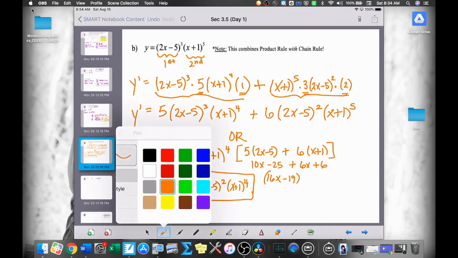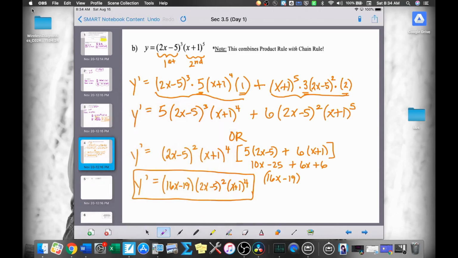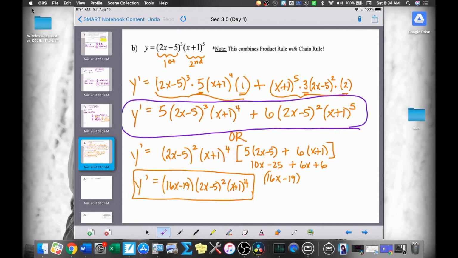However, I want you to know that in terms of quizzes and tests for this class, I am going to be satisfied with an answer that looks like this one back here.